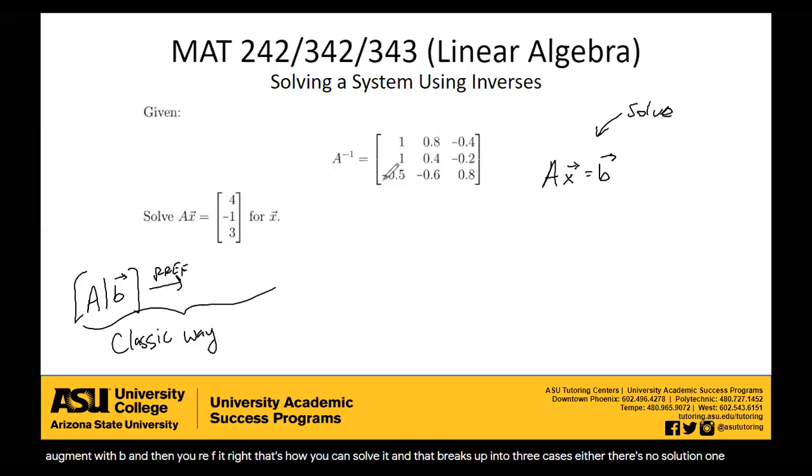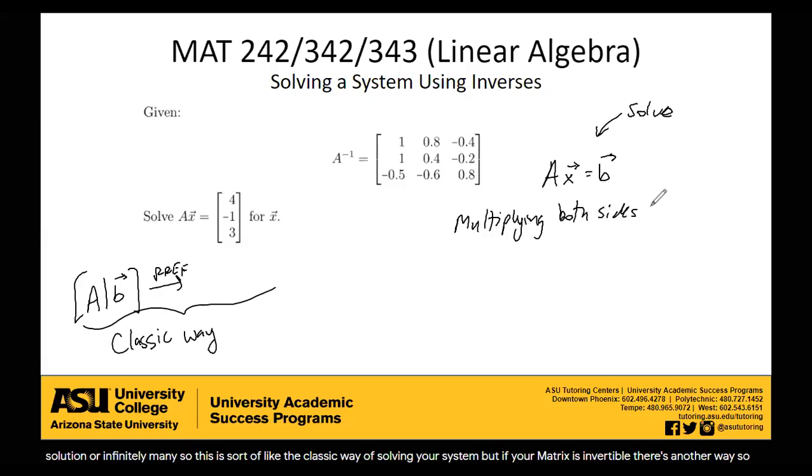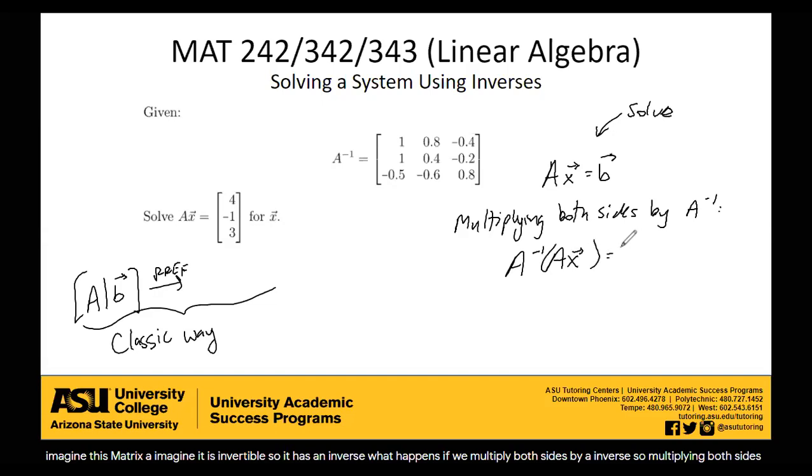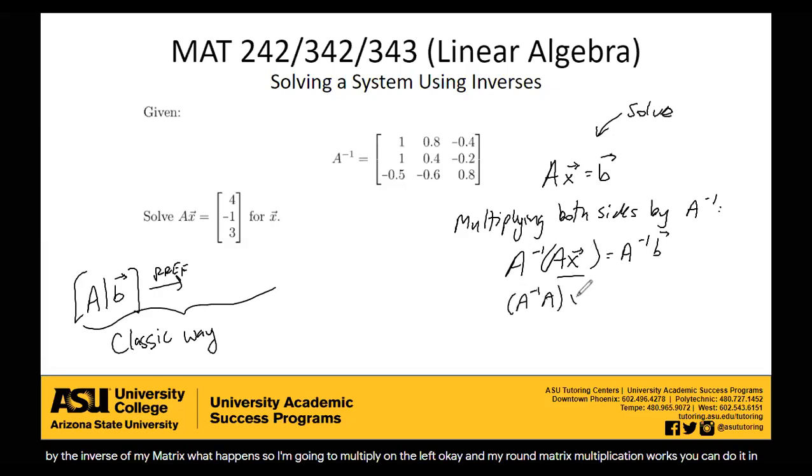But if your matrix is invertible, there's another way. So imagine this matrix A is invertible, so it has an inverse. What happens if we multiply both sides by A inverse? So multiplying both sides by the inverse of my matrix. What happens? I'm going to multiply on the left. And remember how matrix multiplication works? You can group it in whatever way you want. So instead of multiplying A inverse by this, we can just move the parentheses, right? It's A inverse times A, and then that thing times X.